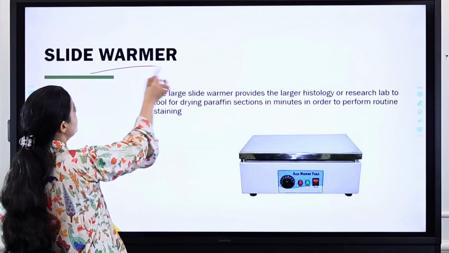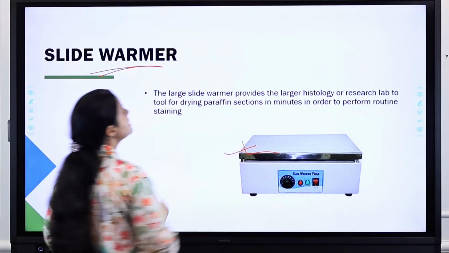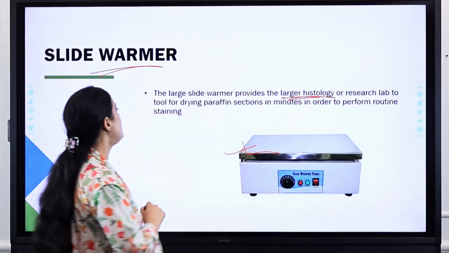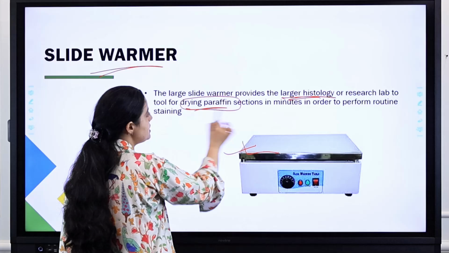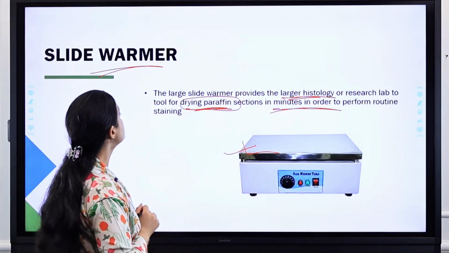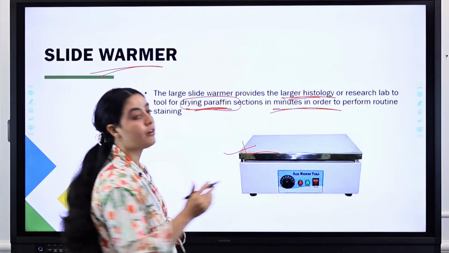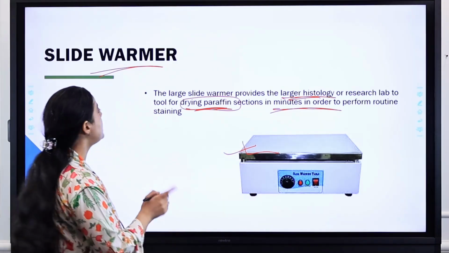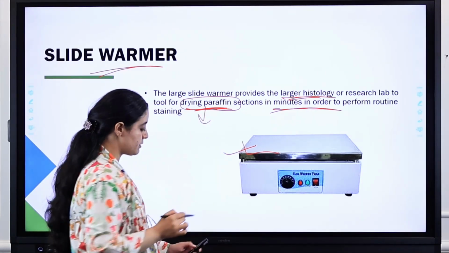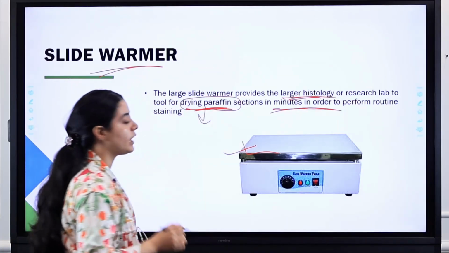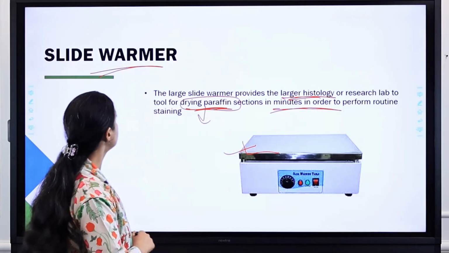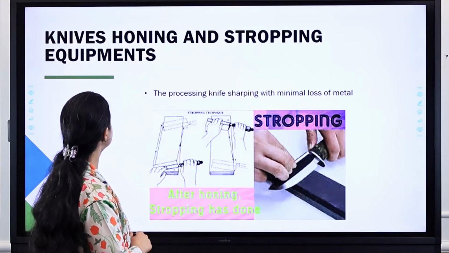Now another, we have the slide warmer. This is our slide warmer. This is a large slide warmer which provides larger histology or research labs a way of drying paraffin sections in minutes in order to perform routine staining. Okay, with the help of this slide warmer, what is the function of this? It helps us dry the paraffin wax, because here it is in liquid form. Now we have to dry it. So with the help of this slide warmer, we can dry our paraffin wax. Now what will be the next step?